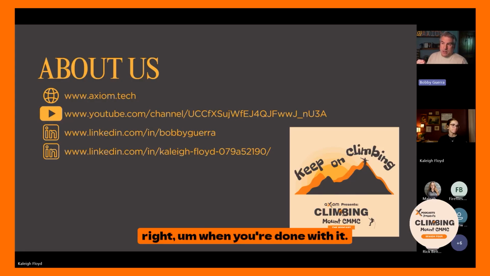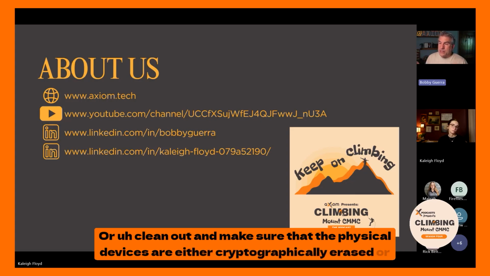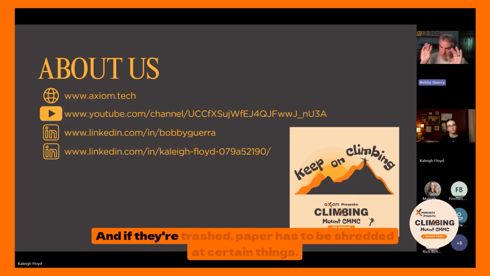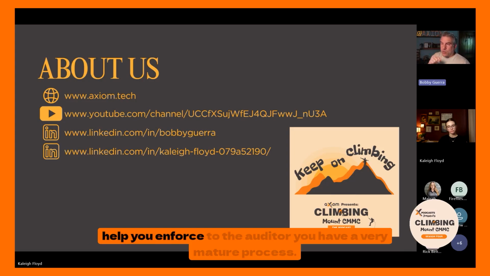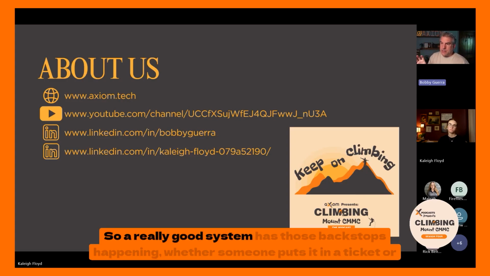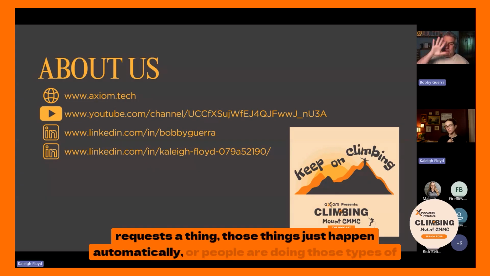When you're done with it, or clean out, make sure that the physical devices are either cryptographically erased or erased at a certain capacity, and if they're trashed, paper has to be shredded at certain things. There are these maintenance checklist activities that you want to make sure you're doing that help you show the auditor you have a very mature process. So a really good system has those backstops happening, whether someone puts in a ticket or requests a thing. Those things just happen automatically, or people are doing those types of activities.